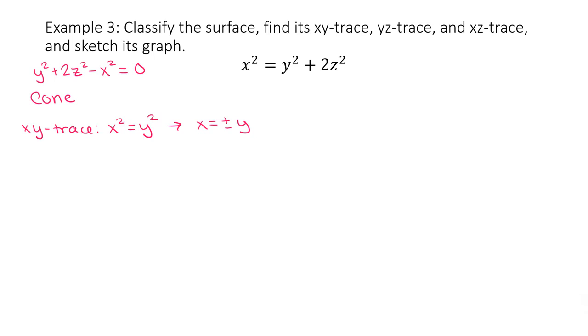All right, so XY trace, what happens when z is 0? I plug in 0 for z, and I'm left with y squared minus x squared equals 0, or x squared equals y squared, or x equals plus or minus y. So my XY trace is actually a set of lines. Y equals x is a line, y equals negative x. So my XY trace would be 2 lines.